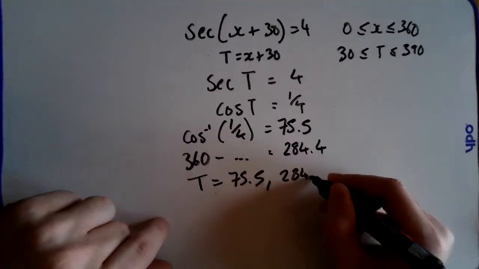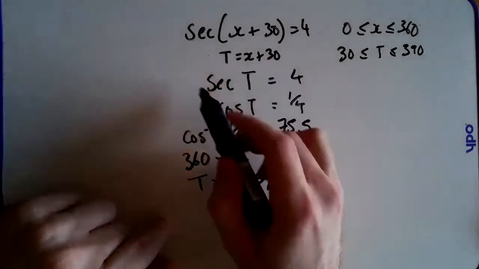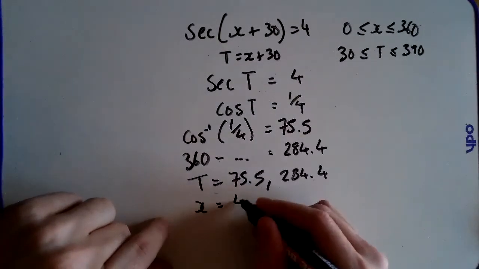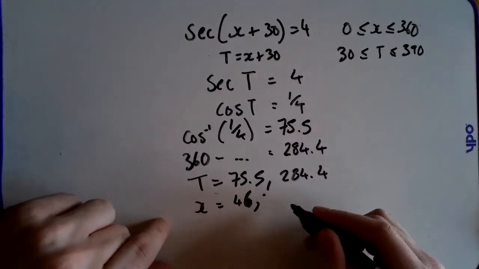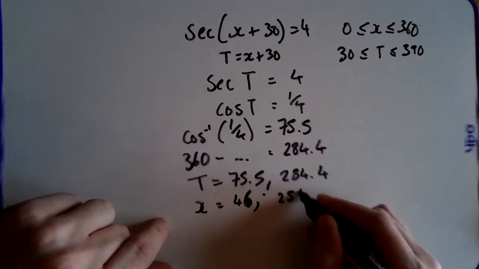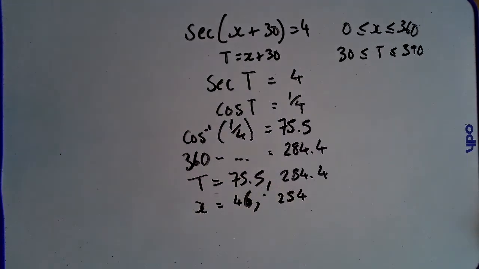But we want x. So to get x, I'm going to take away that 30. So 45. Well, actually, it's nearest degrees, so 46. And 254, just taking away 30. Number 4.